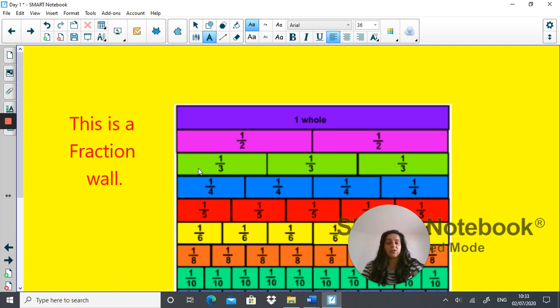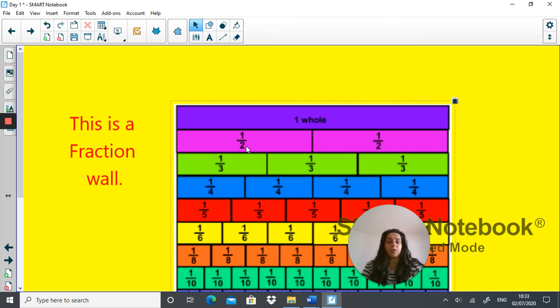So this is a fraction wall. And the reason I am referring you to it is because we used this a lot last week, and we'll be using it again this week. So if you still have the copy from last week, great, you can use it. If not, you can go to last week's resources and print it off for yourself.